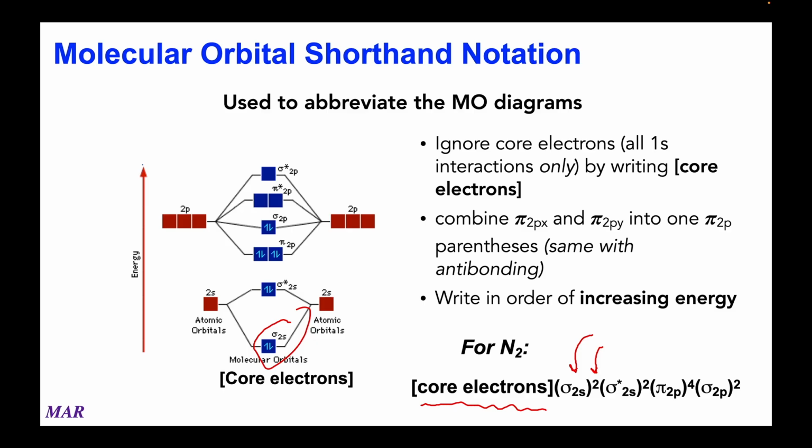So for N2, that would be sigma 2s raised to the power of 2, then sigma star 2s2, pi 2p4. You don't have to separate pi 2p into x and y for me, but you can if you want to. I wouldn't. But anyway, pi 2p4, and then finally the last one, sigma 2p2. And you put them in order of increasing energy, i.e. bottom to top. Don't do it any other way. But this is a nice shorthand way that you can actually write in Microsoft Word or something and convey to your colleagues what you're doing.